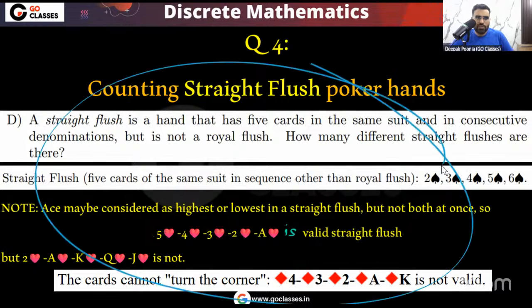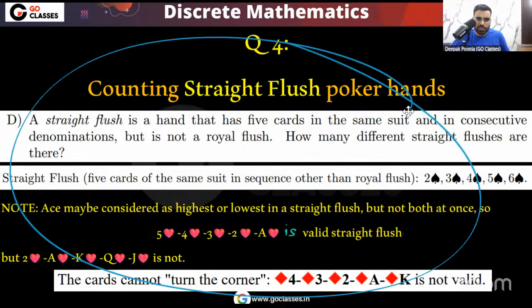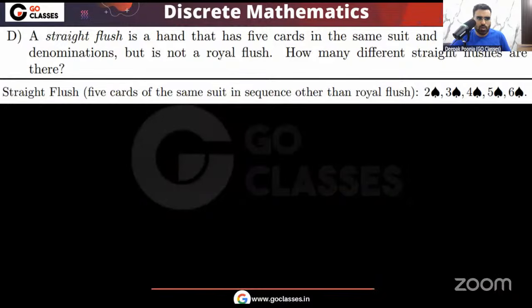I hope you understood the definition of straight flush. You can see the complete definition is given to you. Now, after understanding the definition of straight flush, let's solve it. So you can see what is a straight flush. This is five cards all in the same suit. All the five cards must have the consecutive denomination, all in the same suit, but it should not be a royal flush.